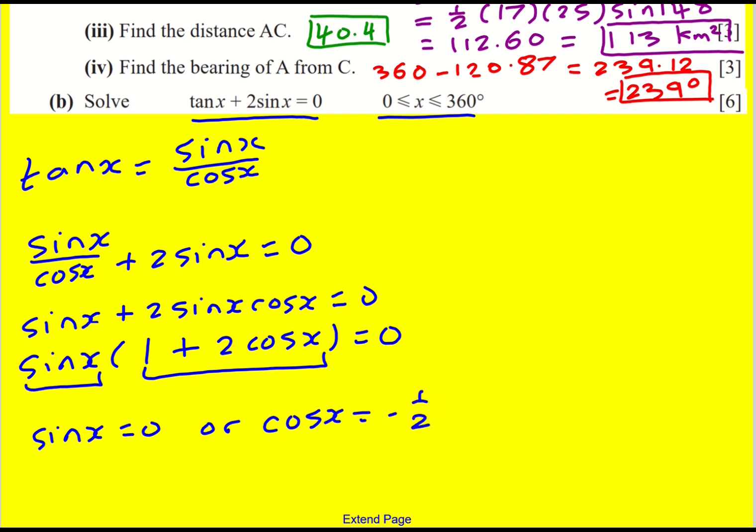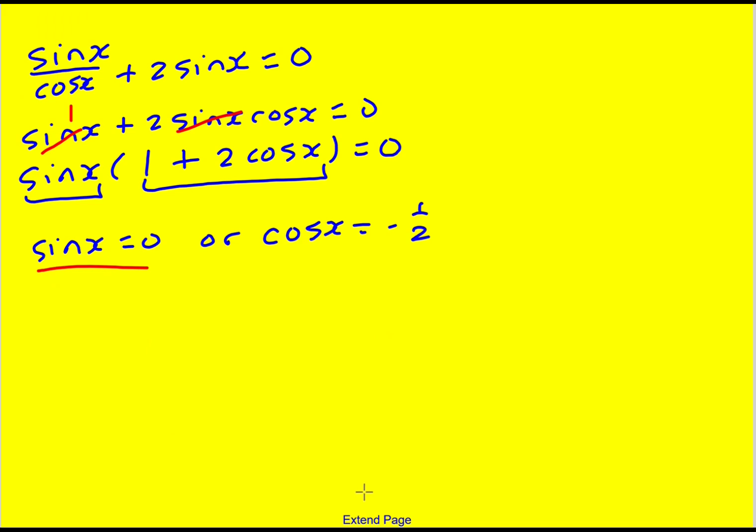Now, if you happen to see that there's a common factor of sine x and just divide it through at this point, you must also consider sine x equaling 0, otherwise you've missed a solution. That is clearly a solution to this equation. So be careful about cancelling things out when they're functions of x. You have to consider the case where they're also equal to 0.